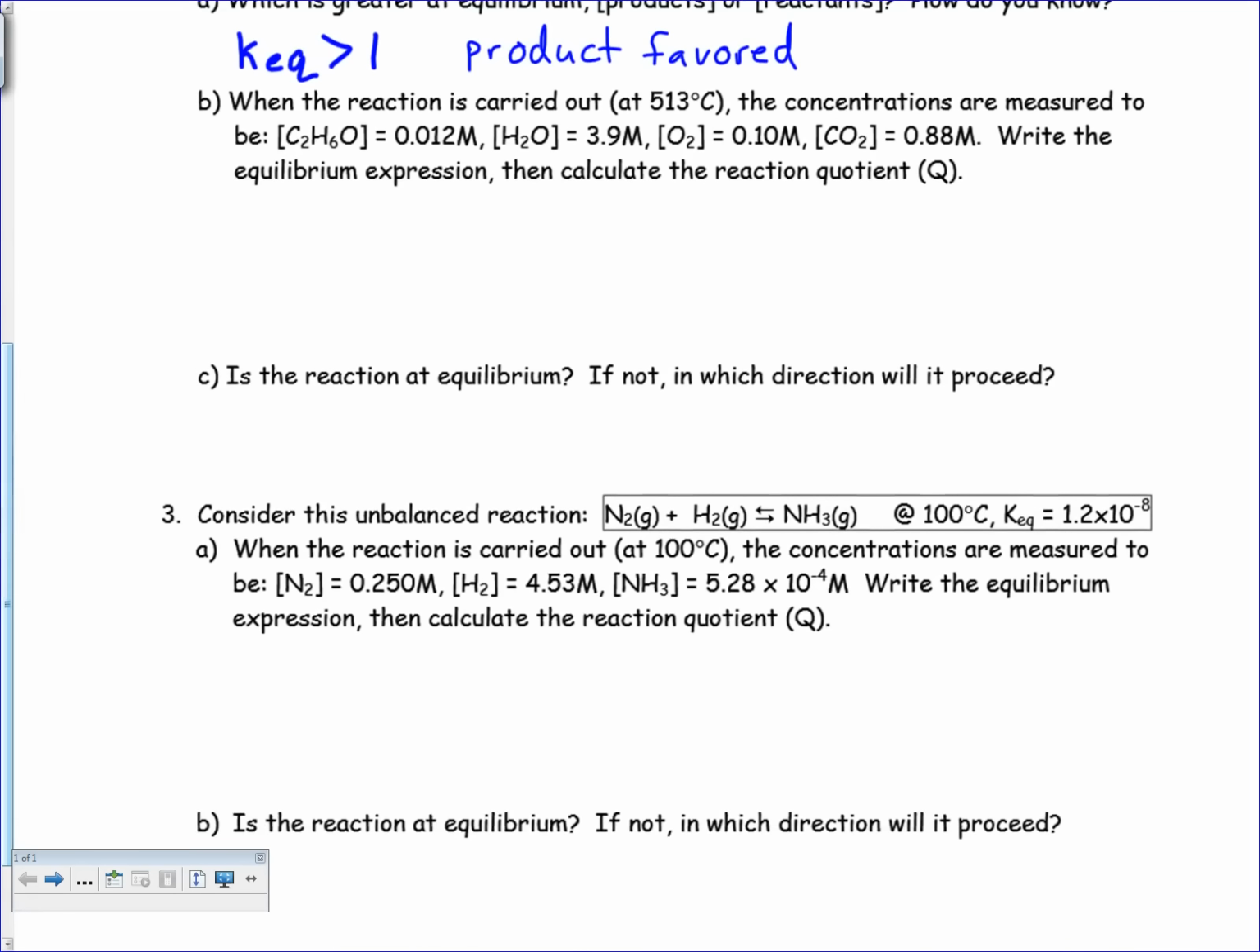Scrolling down here, what we're going to do now is calculate the actual Q. If you look at the reaction above, you see that Q equals H2O to the third, H2O cubed, oops, times CO2 squared, over C6H6O times O2 squared.